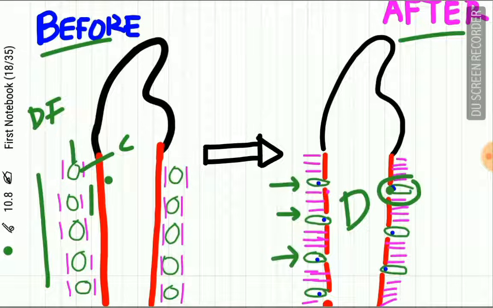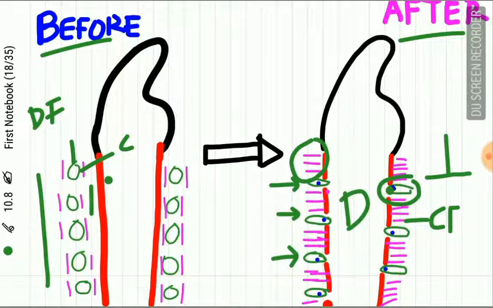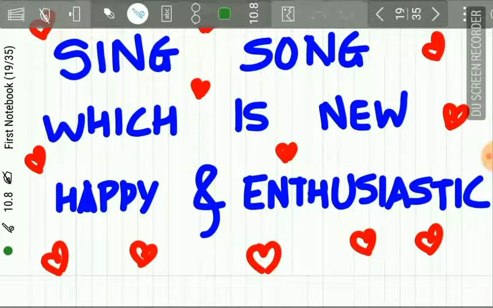During this movement of the dental follicle proper cells, the collagen fibers, which are shown by pink lines, also change their orientation and become perpendicular to the long axis of the tooth, and thus the collagen fibers get attached to the root surface.